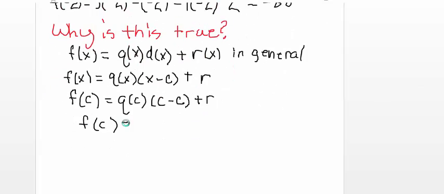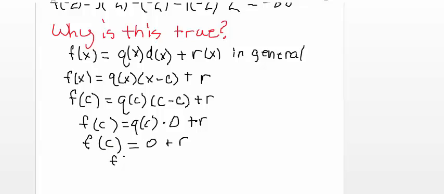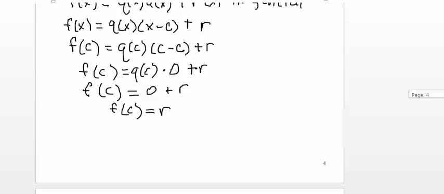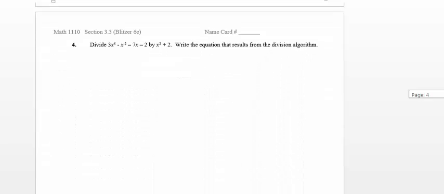f of c is q of c times c minus c plus r. Well, c minus c is 0. q of c times 0 is 0. So f of c then is 0 plus r. f of c is just r. So that's why the remainder theorem is true. If I divide f of x by x minus c, the remainder is f of c.